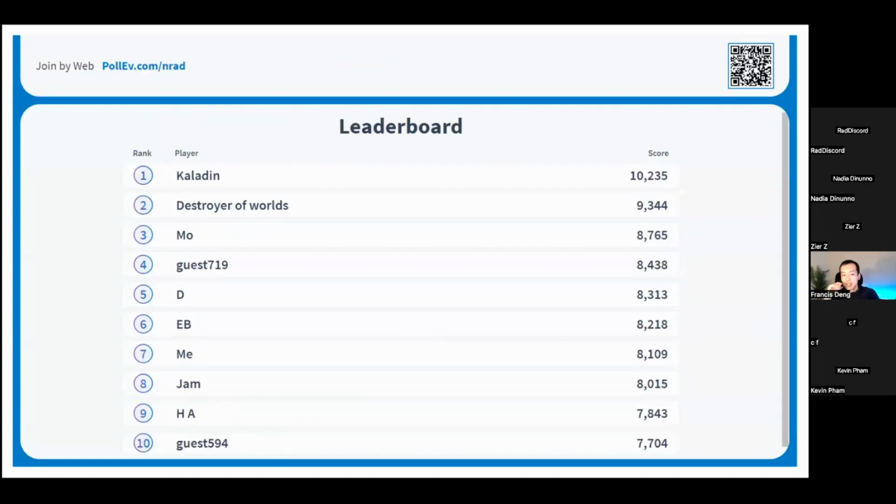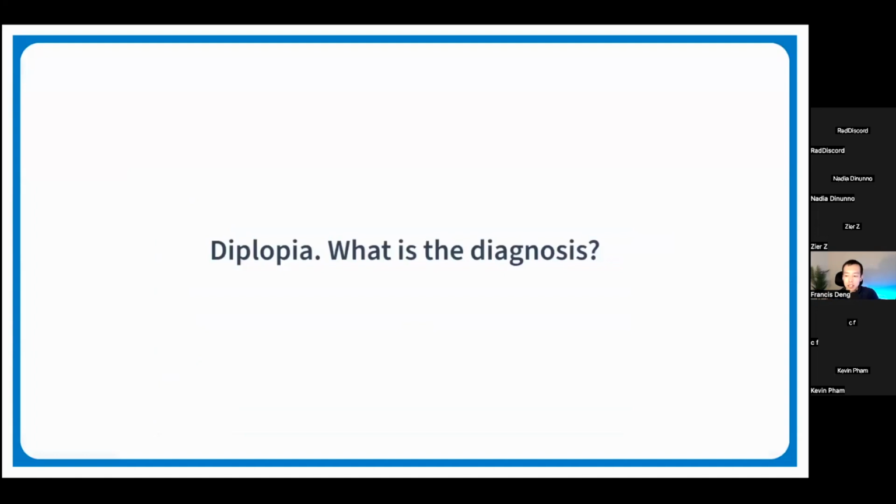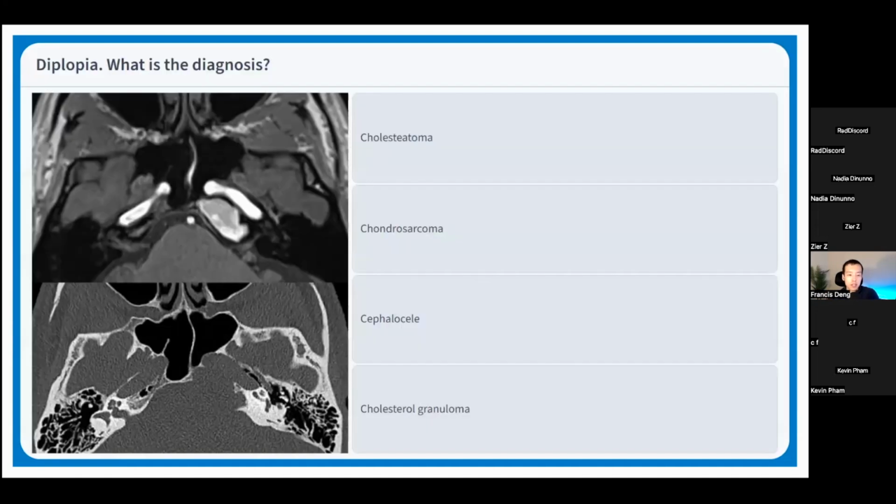All right, Kaladin and Destroyer of Worlds at number 1 and number 2. The next patient has diplopia. What is the diagnosis? We have an axial T1 pre-contrast image and an axial skull base CT on a bone window.